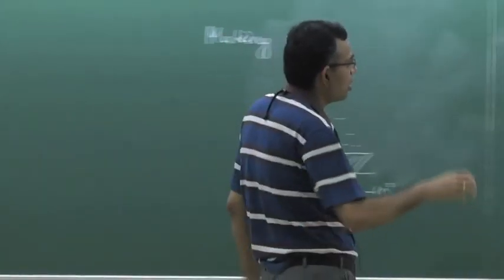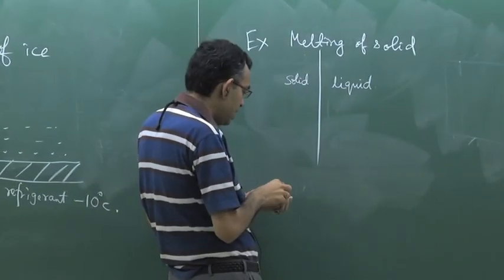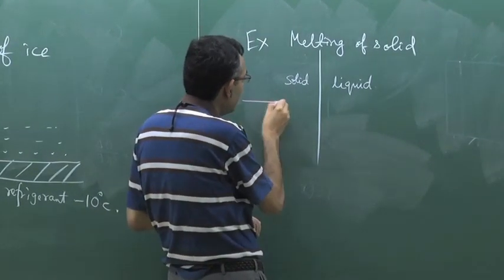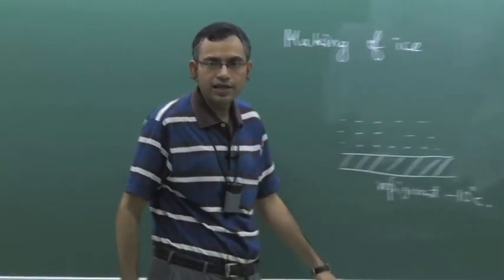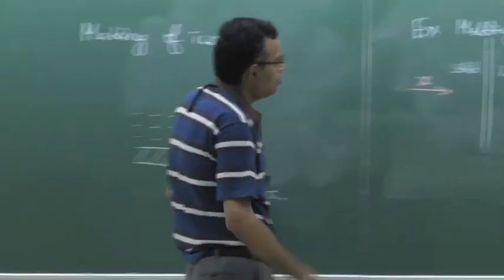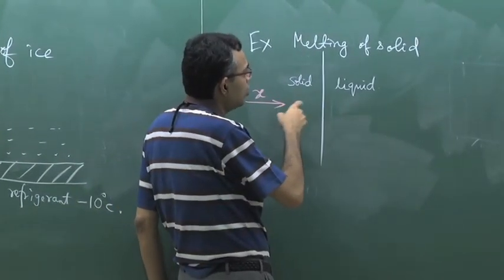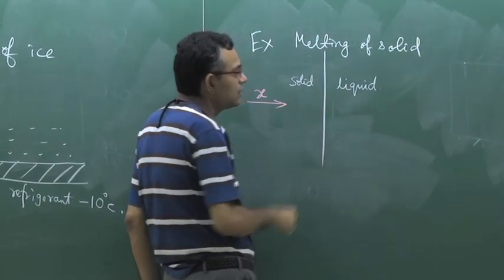So let us say there is a solid. There is a heat transfer here. Let us say it's a one dimensional situation. There is a heat transfer along x. So some heat is utilized for melting the solid to liquid.